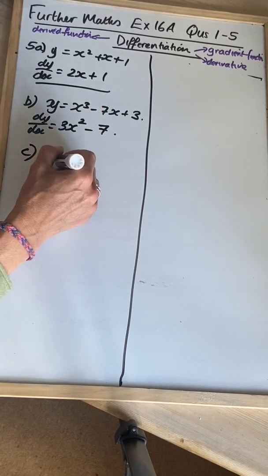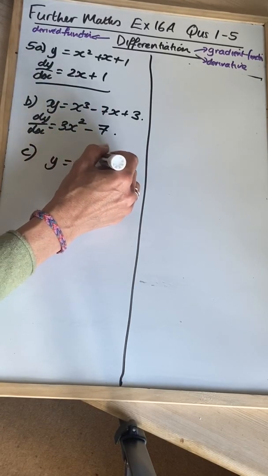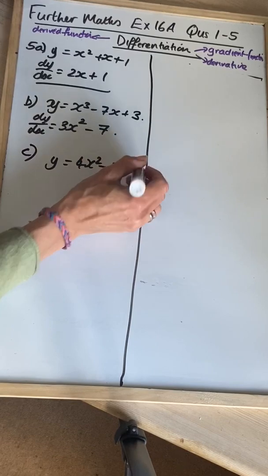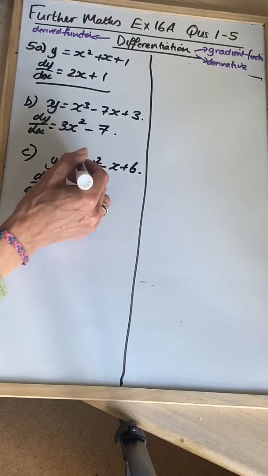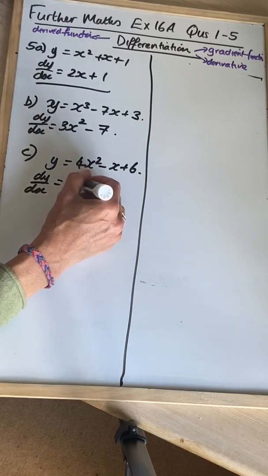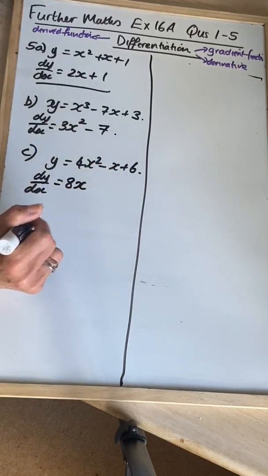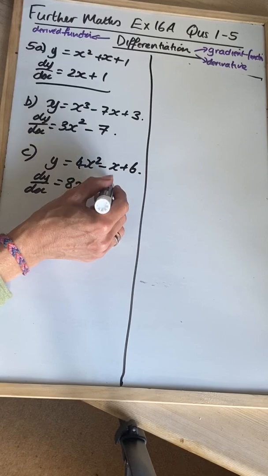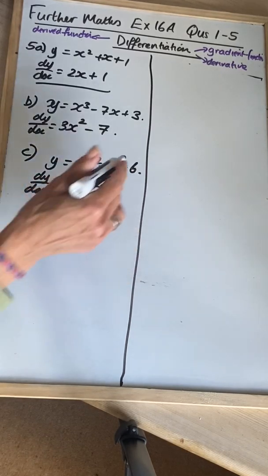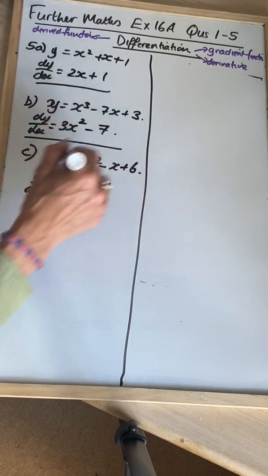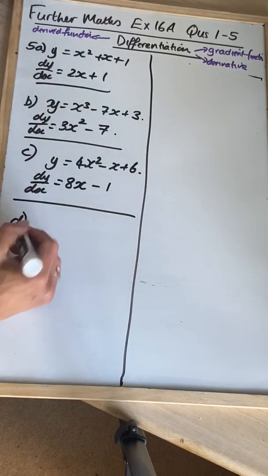C, y equals 4x squared minus x plus 6. So we're going to bring down the power, multiply the coefficient by that power, it becomes an 8. And then the power is reduced by 1. And then we've just got a minus 1 because we've got a 1 as the coefficient, and the power was 1, becomes a 0. The 6 disappears. Let's draw some lines under these. I'm hopeful I might fit it all in.